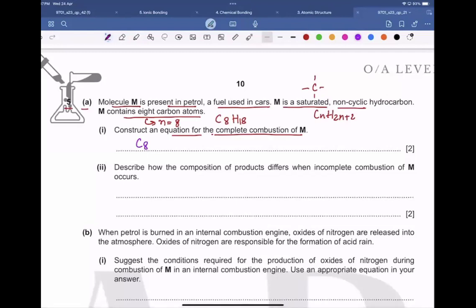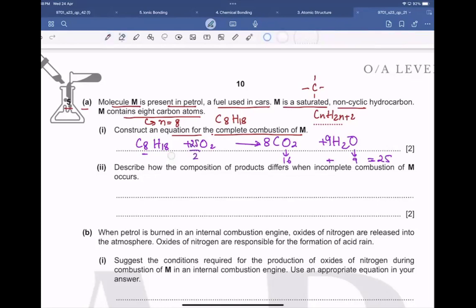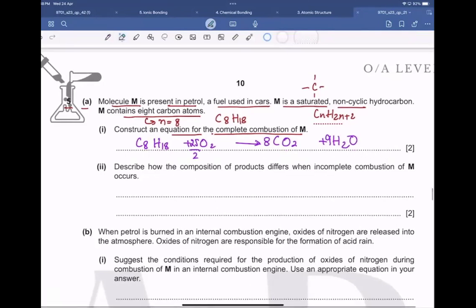So as it's C8H18 plus oxygen, and it's a complete combustion, so it means we are getting carbon dioxide and water, right? So there are 8 carbon atoms, so I'm going to put over here 8, and there are 18 hydrogen, so I'm going to put over here 9. 9 times 2 makes it 18. So if you see, there are 16 oxygens and there are 9 oxygens. So 16 plus 9 gives you 25. And here there are 2. So I'm going to put 25 over 2. Is this clear to all of you?